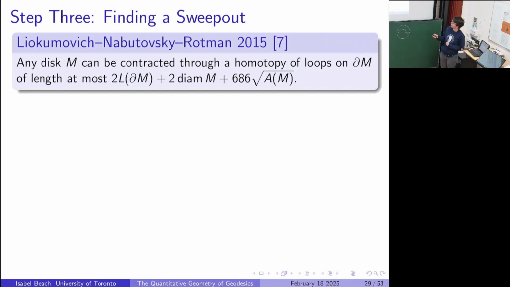So the boundary of any disk can be contracted through a homotopy of loops based on its boundary, of length at most twice the perimeter plus twice the diameter plus 686 times the square root of its area. So this is why our bound for the second longest geodesic is quite nasty. It comes from this theorem. Unfortunately, there's not really much to be done about this constant. Obviously, unsurprisingly, it's quite difficult in general to shorten the boundary of any disk.